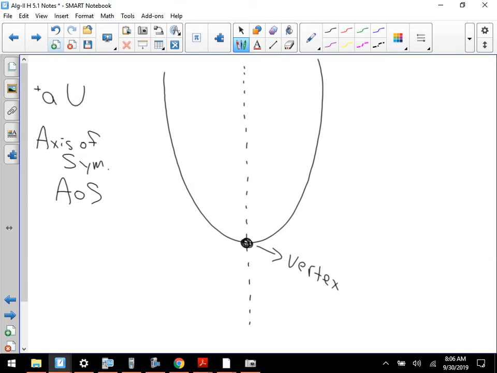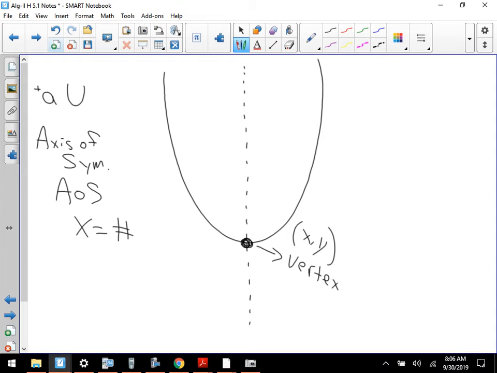Okay. The axis of symmetry is x equals a number through the vertex. Now the vertex of a parabola is an ordered pair. That means that this ordered pair is some value x and y, isn't it? So whatever that value of x is at the vertex, that's the x equals a number that goes for the axis of symmetry.